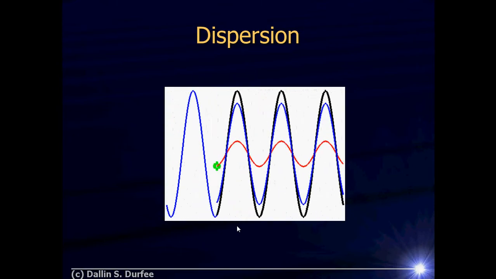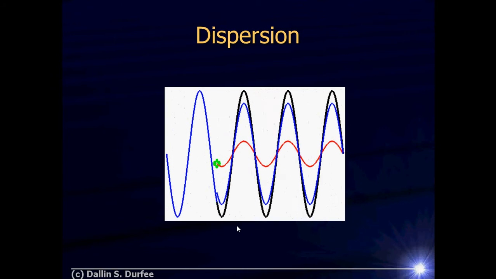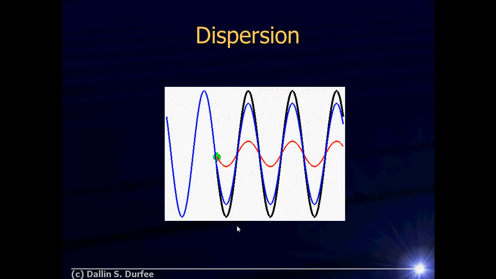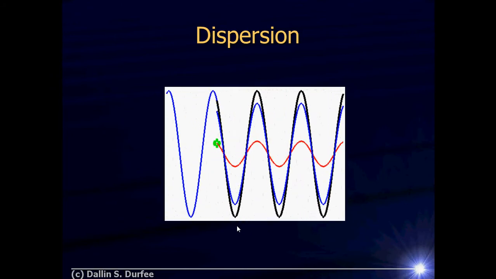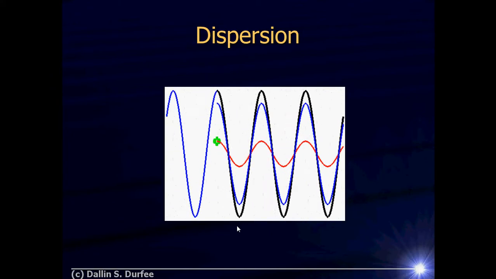The index of refraction is different for red light and blue light. Well, why is that? And it's different from what you get in a vacuum. Alright, so the basic idea is this.